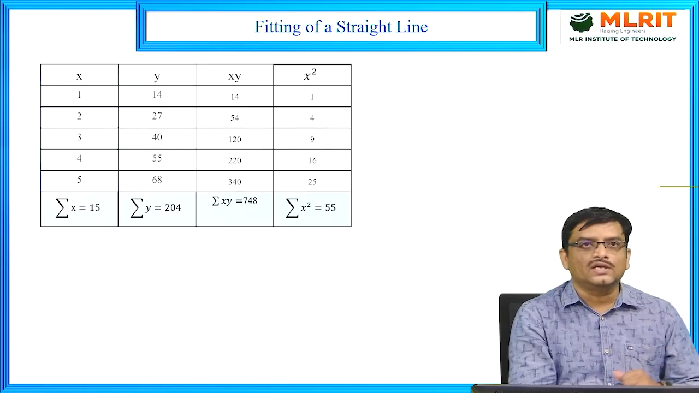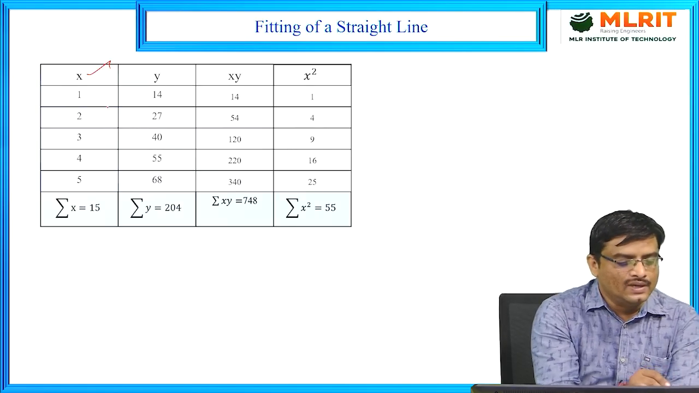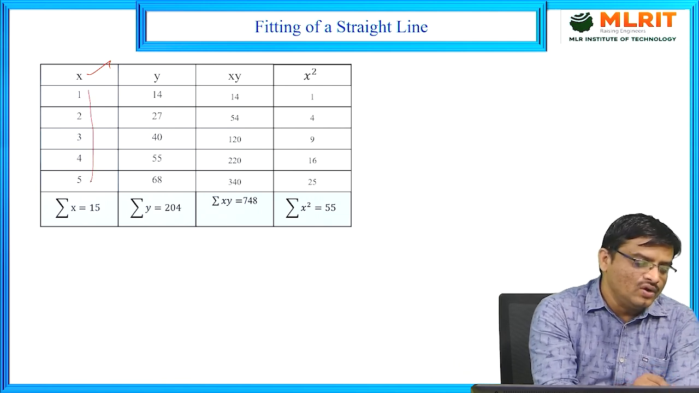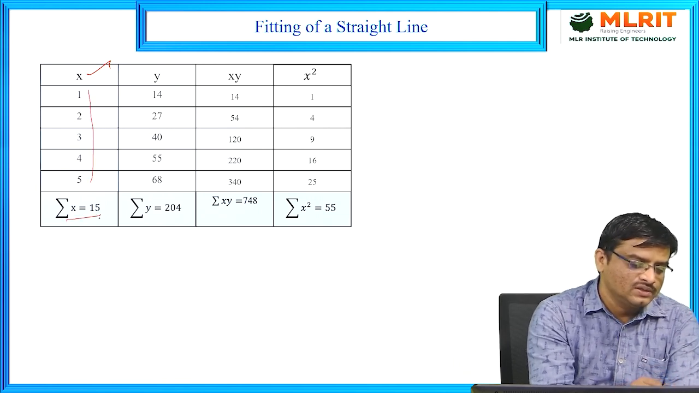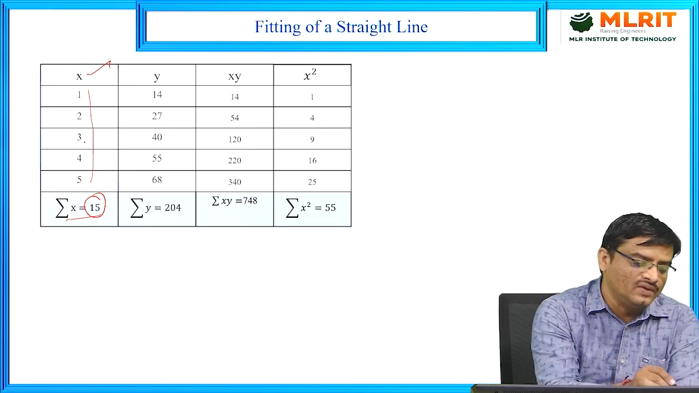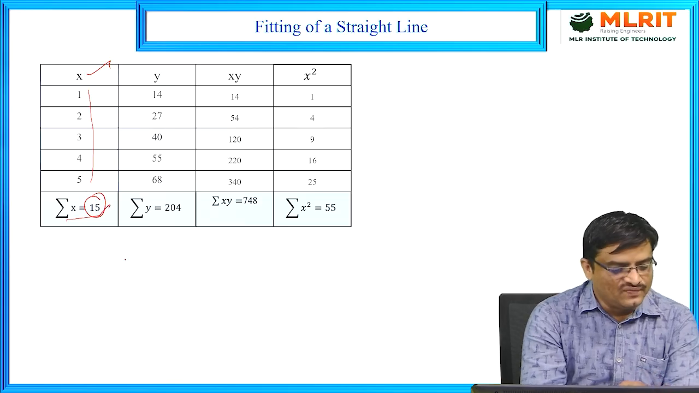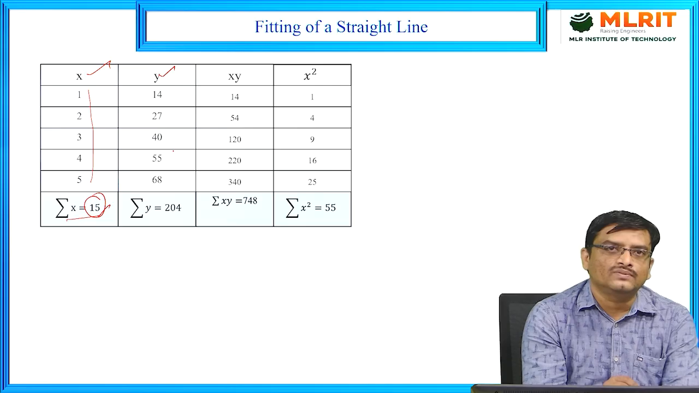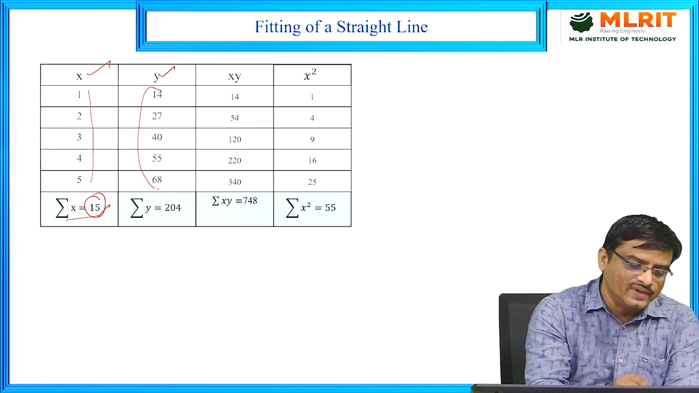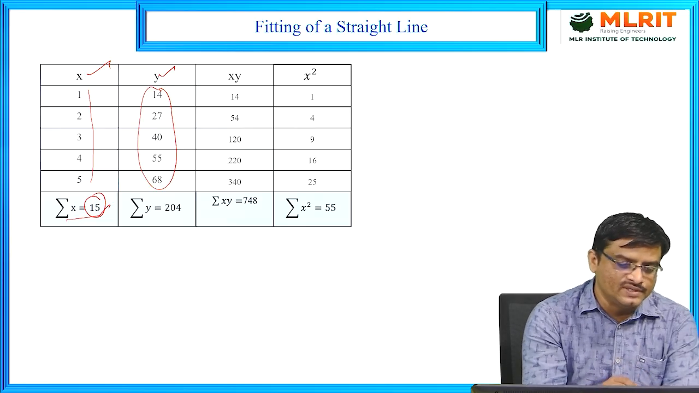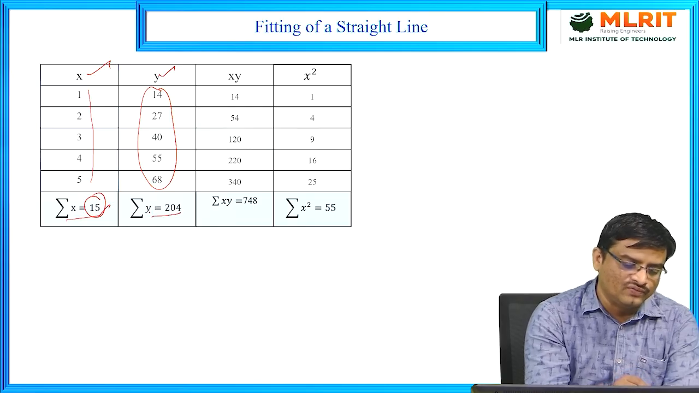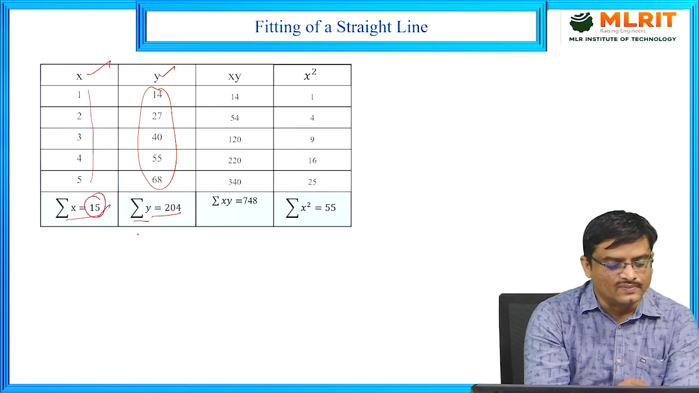Now this is the data. Whatever x values are given, I have taken those x values. If we add all these x values, we get the sum of all the values of x as 15. In the second column, take the values of y, which are given in the table in the problem itself, and add those values. That is the sum of all the values of y, represented with summation y.